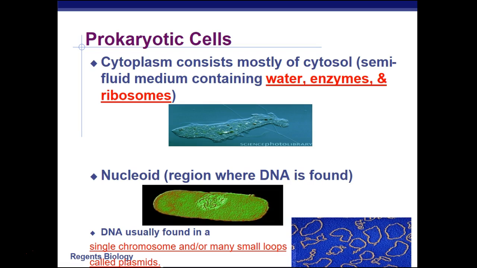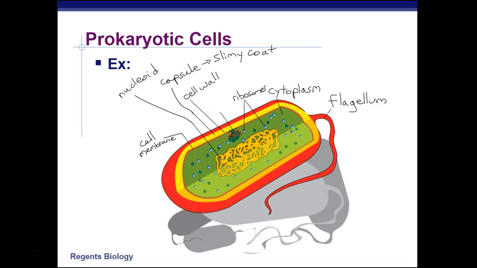So those are the major features of prokaryotic cells. Got a little diagram here just summarizing some of the things I just mentioned. You've got the ribosomes, you've got cytoplasm, you've got a nucleoid region where the DNA hangs out. There is a cellular membrane or plasma membrane surrounded by a cell wall.